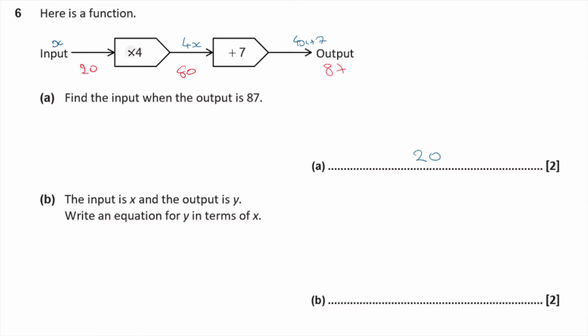Now I'm told that that is the same thing as y. So y must be equal to 4x plus 7. That's the equation version of this function. x goes in, it's multiplied by 4, get 4x, add 7, get 4x plus 7, and that's equal to y.